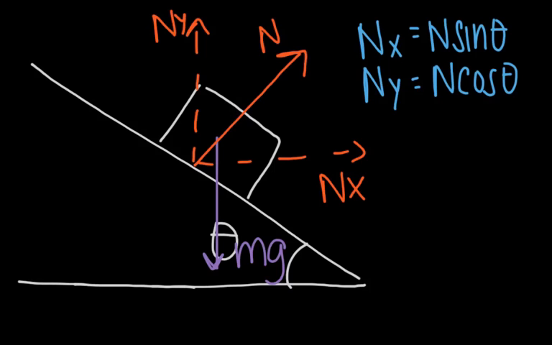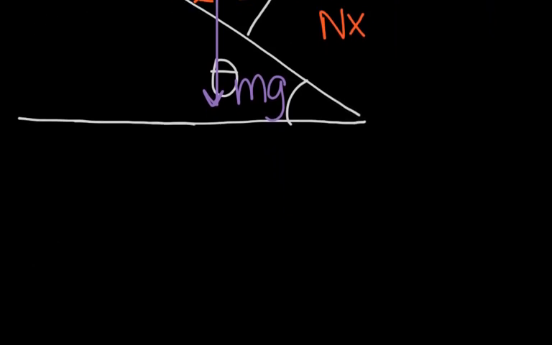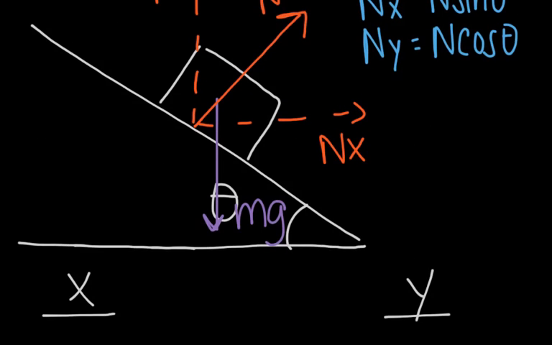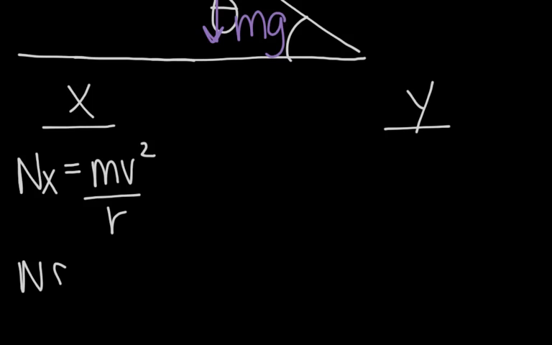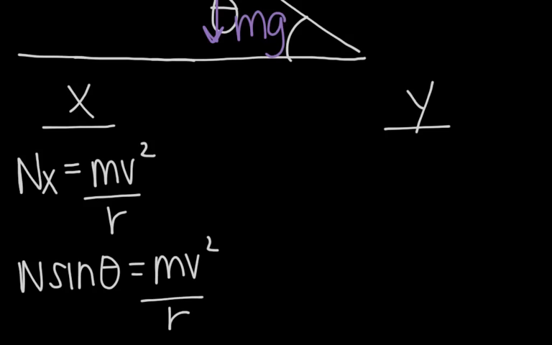And now let's say with no dependence on friction, so the normal force is the responsible force for the centripetal force. Let's set up our F net equals ma equations for our x and for our y. So the same thing as before, our net force in the x is going to be our nx, and that's responsible for the centripetal acceleration. So we're going to have nx equals mv squared over r, which means n sine theta equals mv squared over r.